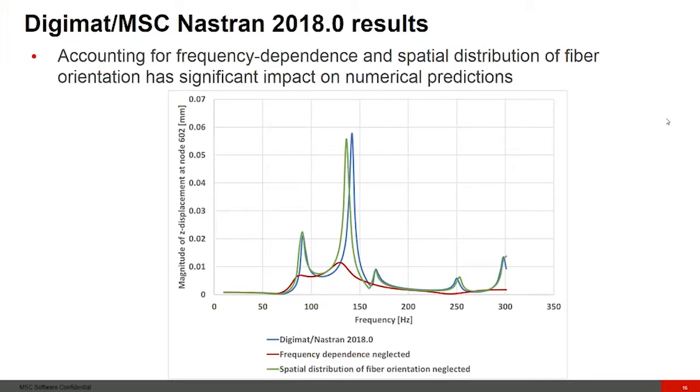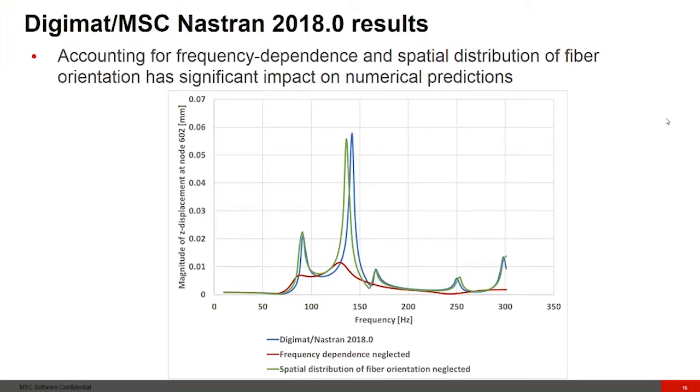So here we're showing the final results. We ran 3 different cases. The red curve that you see is for the frequency response by neglecting frequency and spatial dependency. As you can notice, this misses some of the peaks and could result in over-designing. However, for the green curve, we've accounted for frequency dependency, but we ignore spatial dependency of the fibers. In that case, you can notice the response is much better. However, it's still not as accurate as it would be if we do it with Nastran 2018.0 by including frequency and spatial dependency.